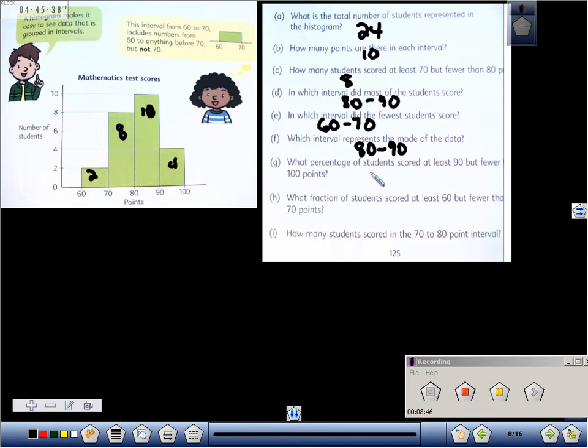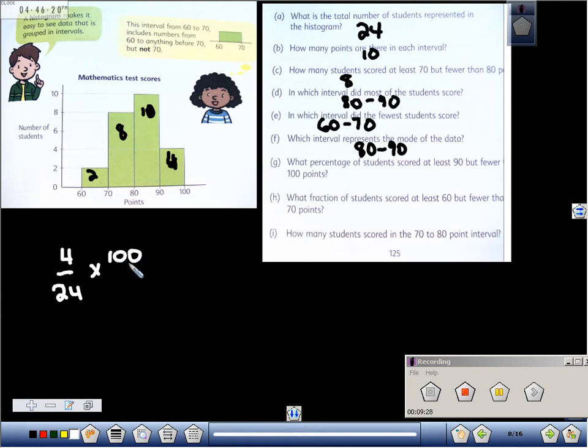What percentage of students scored at least 90 but fewer than 100 points? And that is G. So it says what percentage of students scored at least 90 but fewer than 100 points? Well, you see, at least 90, it means they got at least up to here, but they got less than 100, and there's 4 of them that did that. If you remember back, there's 24 in all, so you're going to say 4 24ths. Since they're asking percent, we've got to change that to a percent. To change it to percent, we're going to multiply it by 100.